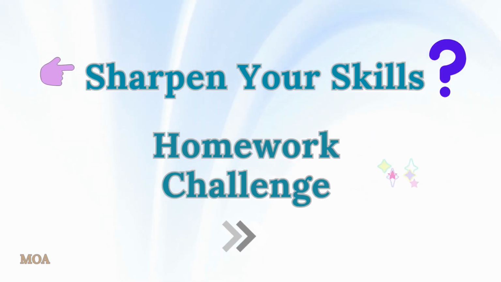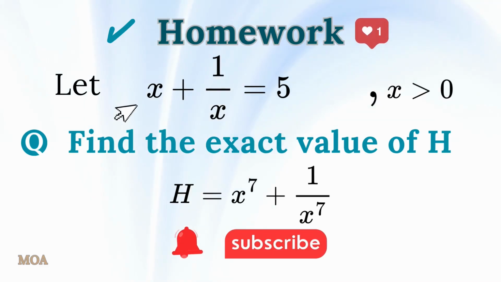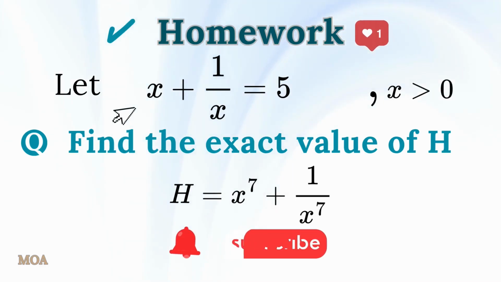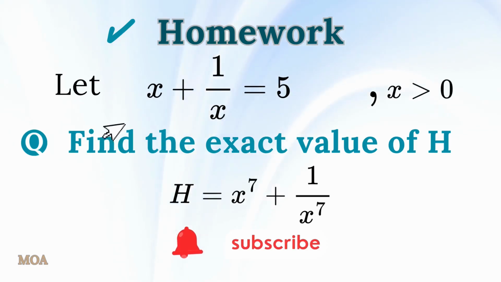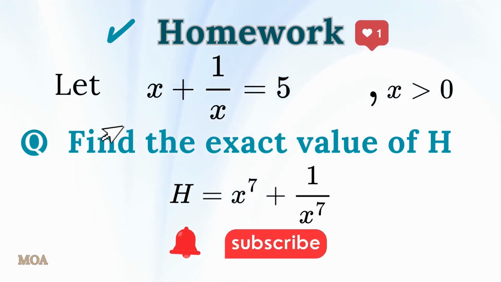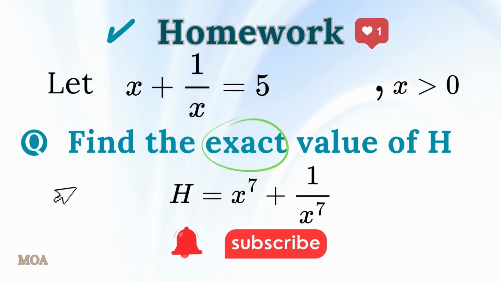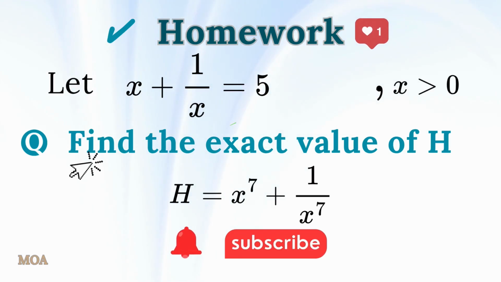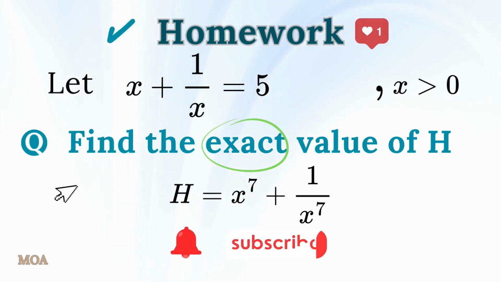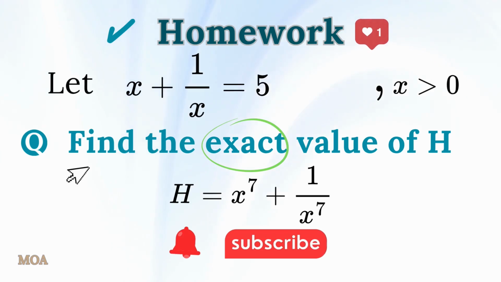Good! Now, are you ready to sharpen your skills? To consolidate the methodology we covered in Lesson 60, we have a new homework challenge for you. Here is our problem statement. Let x plus 1 over x equal 5, where x is a strictly positive real number. Now, your challenge is to find the exact value of the expression h, defined as x to the power 7 plus 1 over x to the power 7. If you worked through it correctly and rapidly, take a moment to be proud of your progress. Then, share your step-by-step solutions in the comments below this video.